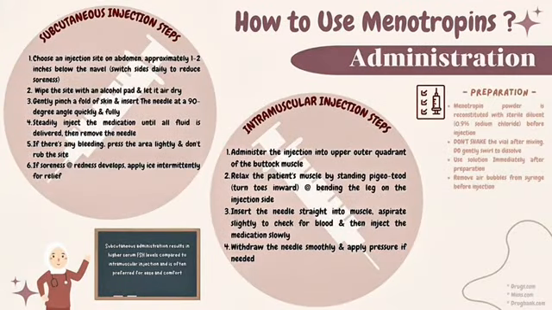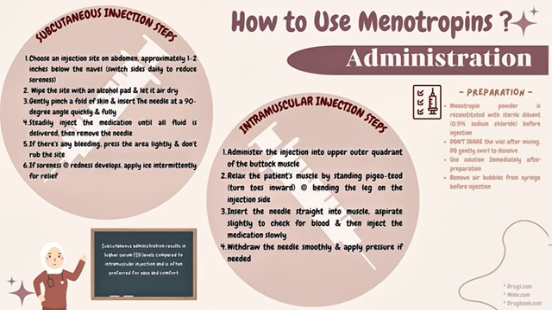Menotropins are given either subcutaneously or intramuscularly. Subcutaneous injections are done in the abdomen. Clean the site, pinch the skin and inject. Intramuscular shots go into the upper outer thigh or buttock. Don't forget to rotate injection sites and monitor for any irritation.